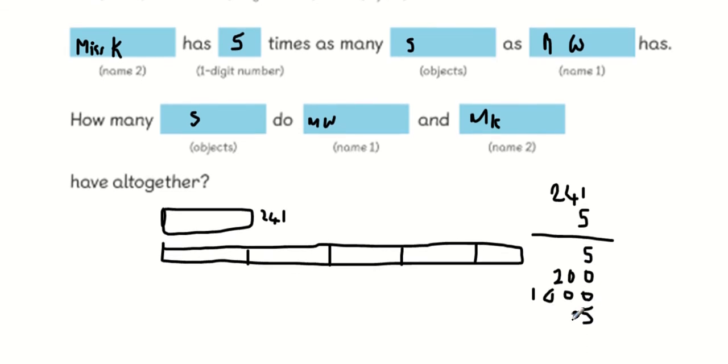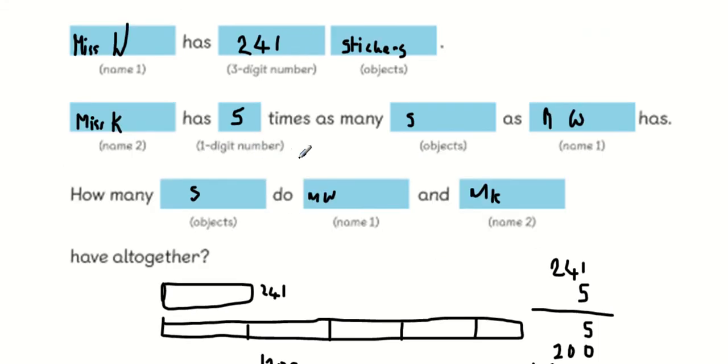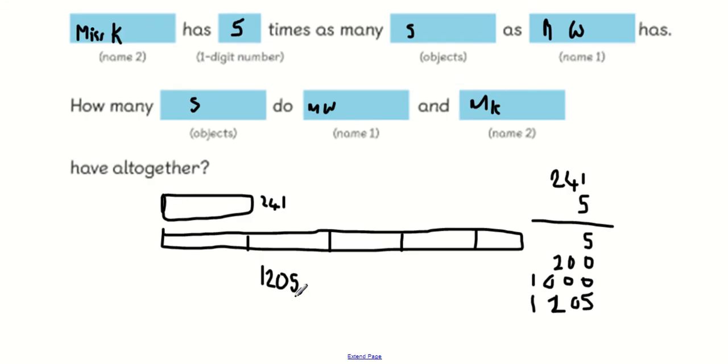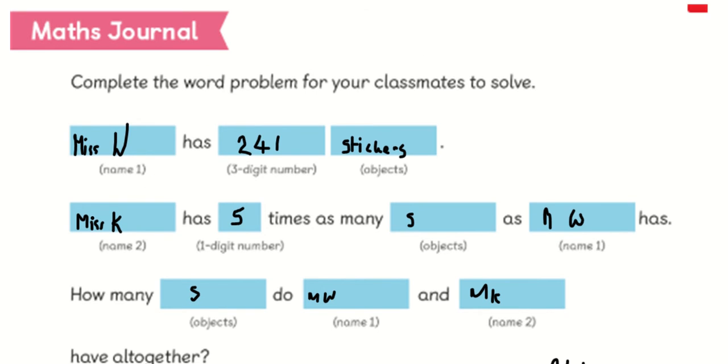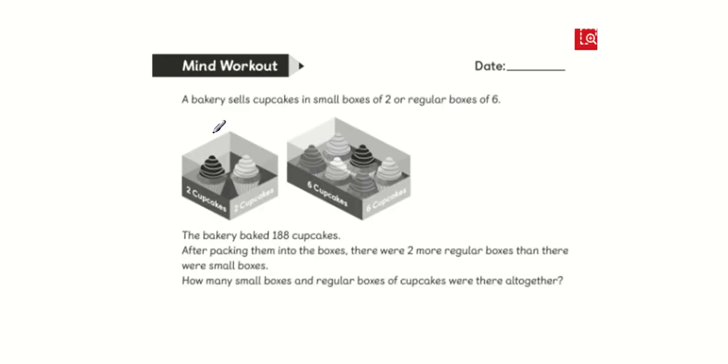5, 0, 2, 1. Oh, sorry, that's not a 1, that's a 2. Come on, Miss Lewis, get your numbers right. Okay, so that means Miss King has 1,205, but is that what the question's asking? No, the question is asking us how many do they have altogether. So I'm going to leave you to add up these two numbers. Okay, once you've done that then, it's time to go on to the mind workout in your workbook.